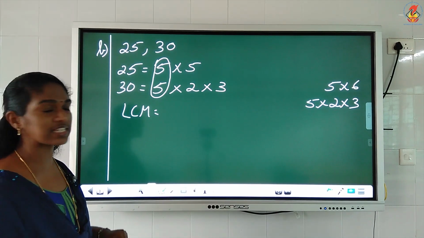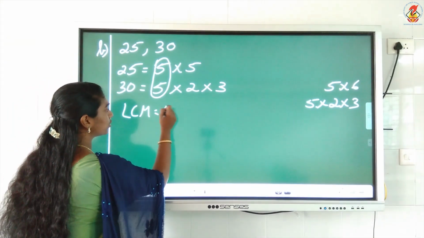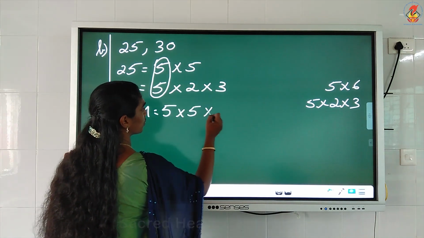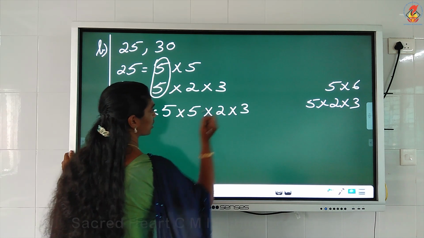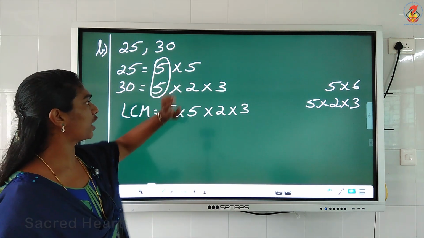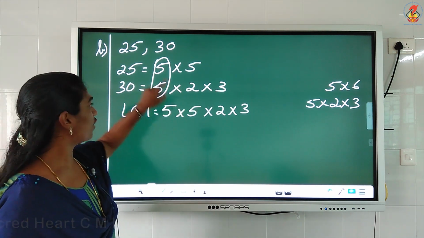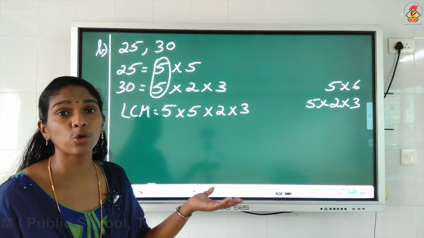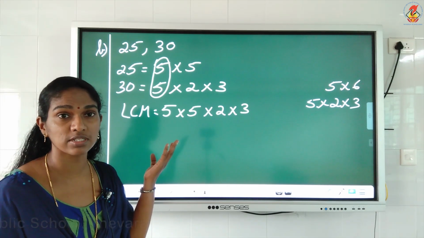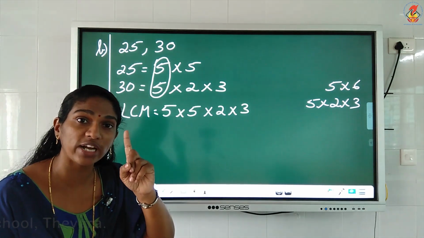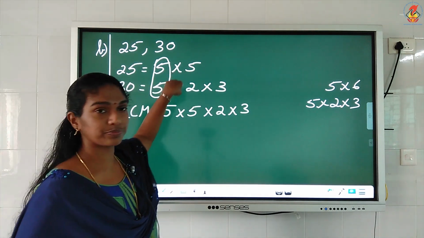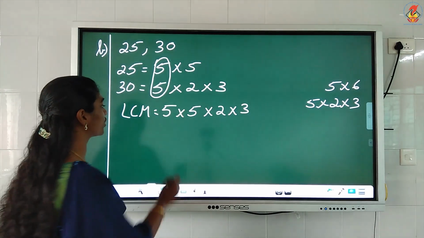Okay. But when you come to LCM, take one from this group. Take what is left over: 5 into 5 into 2 into 3. One 5 from this. Don't take both the numbers from the group. Then we don't have to make a group if you're going to take both the numbers. Why are we making a group to take only one from that? So take one from this, then what is left over? Okay, so what will be the answer, children?